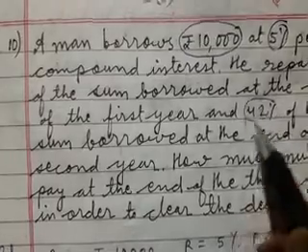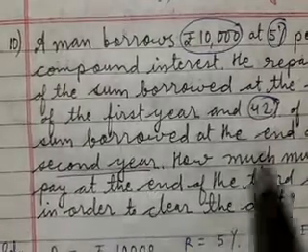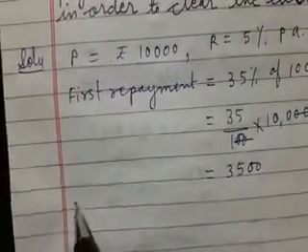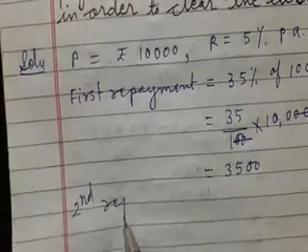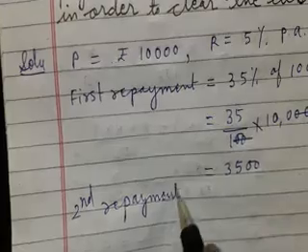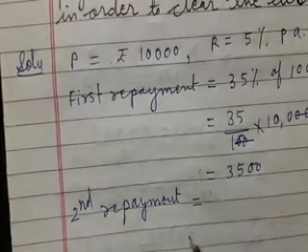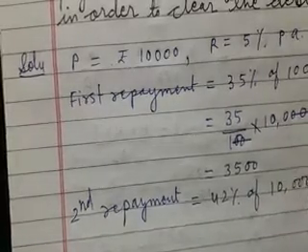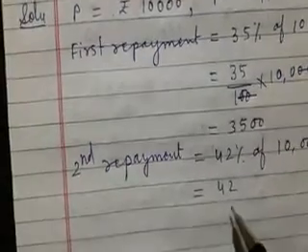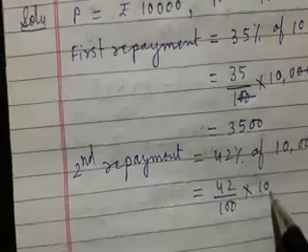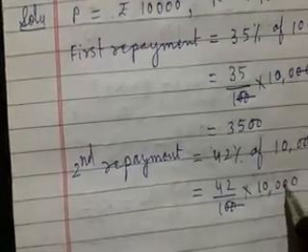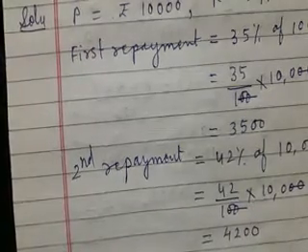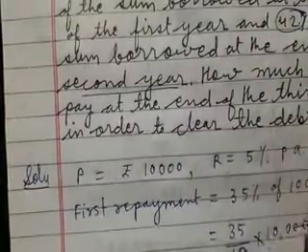And 42% of the sum borrowed at the end of the second year. At the end of the second year, his repayment. So we can say this is the first repayment, and we can find out the second repayment. Second repayment is equal to 42% of the sum borrowed, which is 10,000. So we get 42 upon 100 into 10,000. We cut the 00 and we are getting 4,200. So second repayment is 4,200 at the end of the second year.